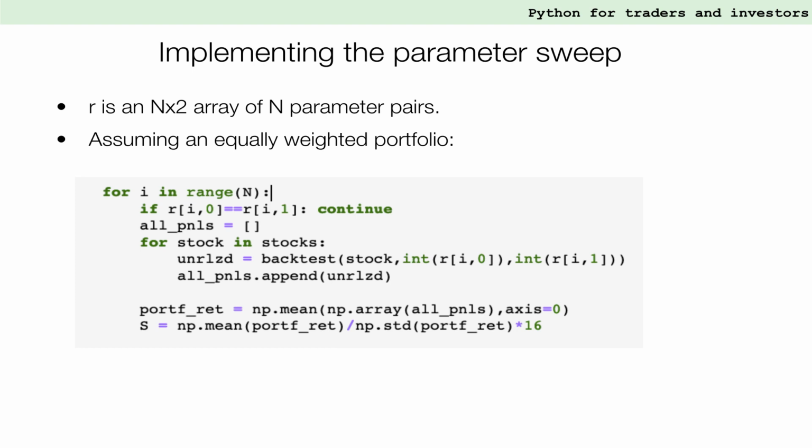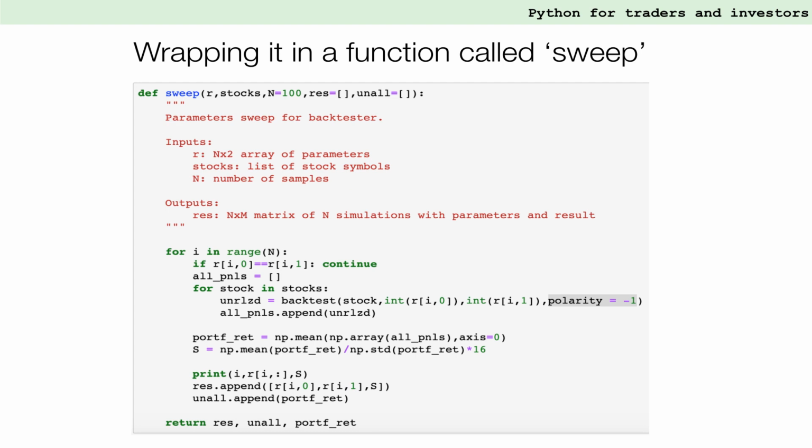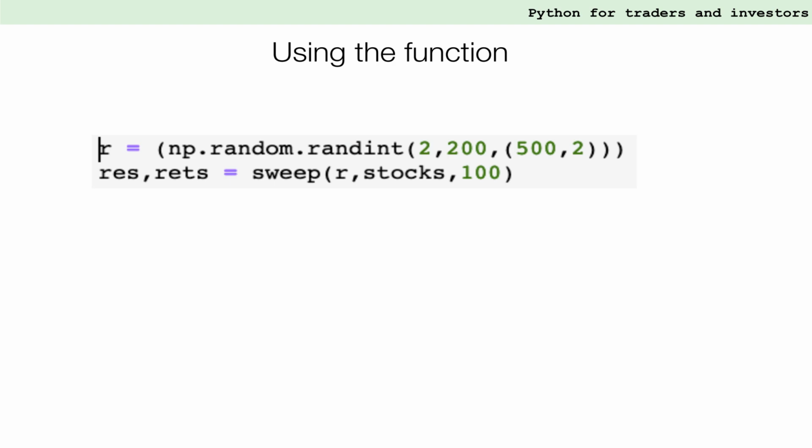of returns. The value of 16 is the square root of the approximate number of trading days in a year, which is typically between 252 and 256. After wrapping this code in a function called sweep, we can run the function. First, we create an array of 500 random lookback pairs with values between 2 and 199. These are then plugged into the sweep function, and we are ready to go.